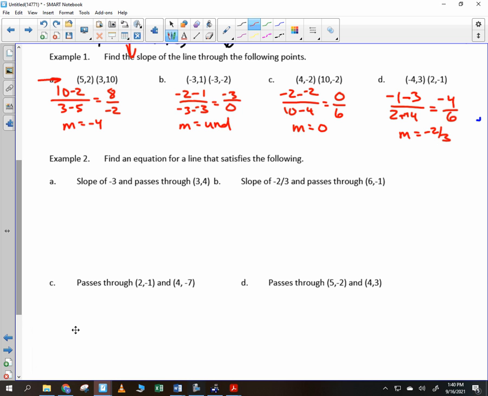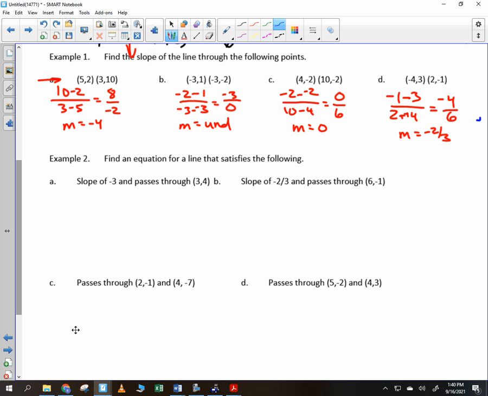Okay, I've got -4 for letter A. I've got undefined for letter B. I have m equals 0, slope is 0, for letter C, and -2/3 for letter D. Some people say, can we leave it as -4/6, or should we simplify it to -2/3? Yes, simplify it to -2/3, please. Also, undefined and 0 slope. I'd like to talk about that just a little bit further to help with your understanding.